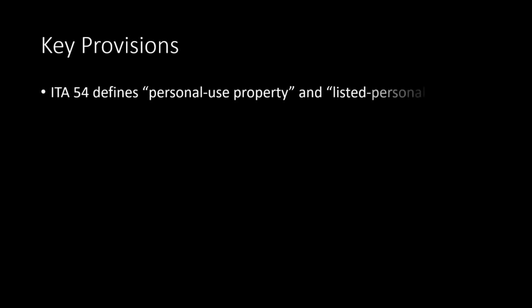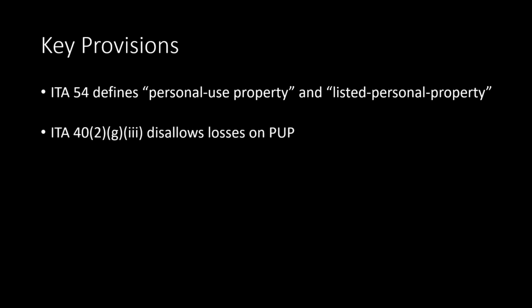First, some key provisions. Please recall from your lecture the following key provisions. ITA 54 is where you go to define personal use property and listed personal property. ITA 40(2)(g)(iii) disallows losses on personal use property.